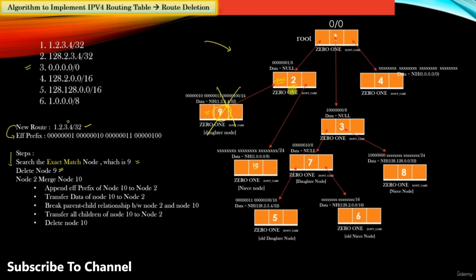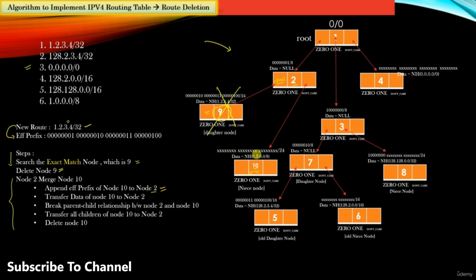The node number 2 cannot continue to exist as a half node. So the following step is the node merging algorithm. Let us execute these steps one by one. The very first step says to append the effective prefix of the other child, which is the node 10. Node 9's parent is node 2, and node 2's other child is node 10. All right, so append the effective prefix of the node 10 to the effective prefix of the node 2.